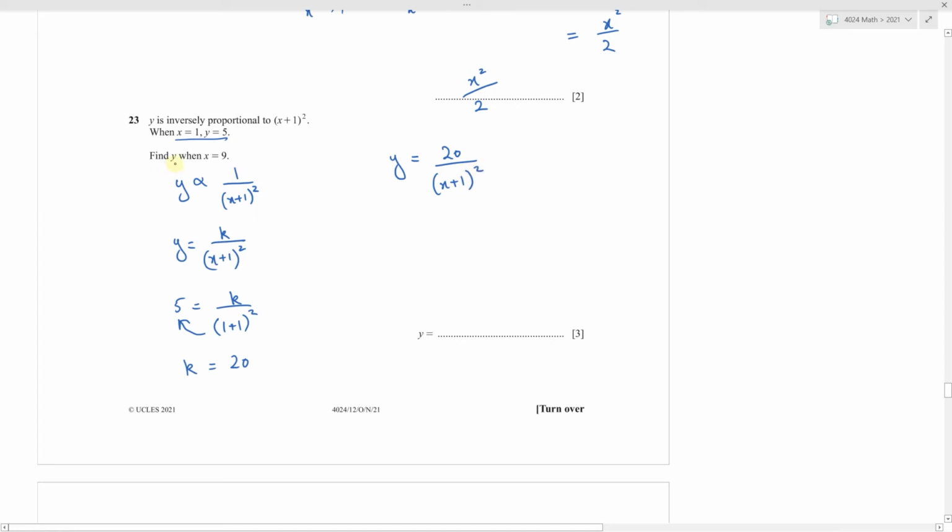Now find y when x equals 9. So y equals 20 over x plus 1 whole square, where x is 9. 9 plus 1 is 10. 10 square is 100. So the zeros cancel out. 2 ones are 2, 2 fives are 10. So y equals 1 over 5.